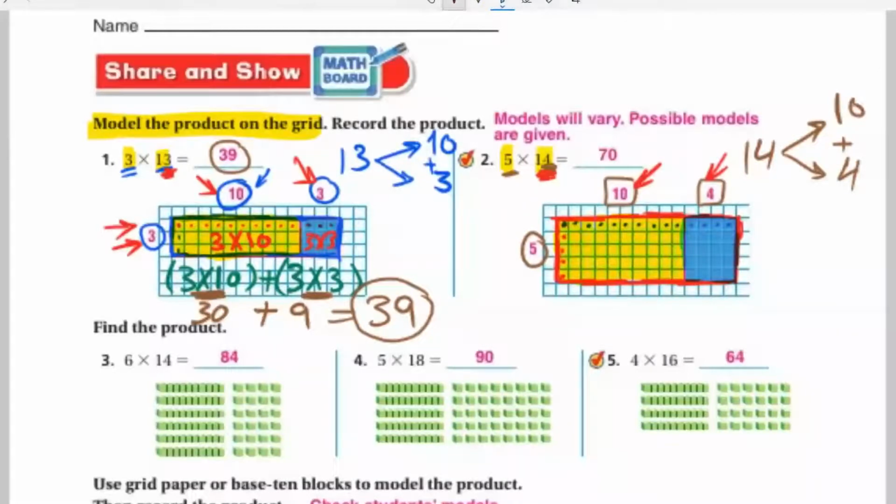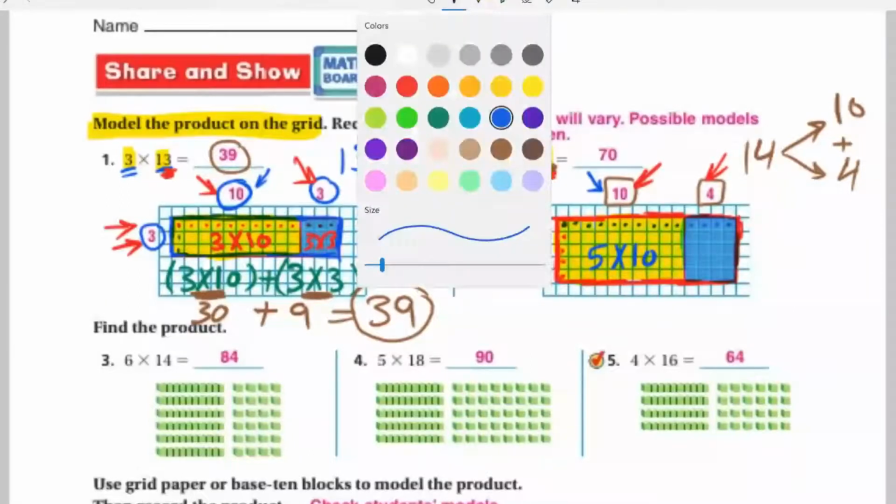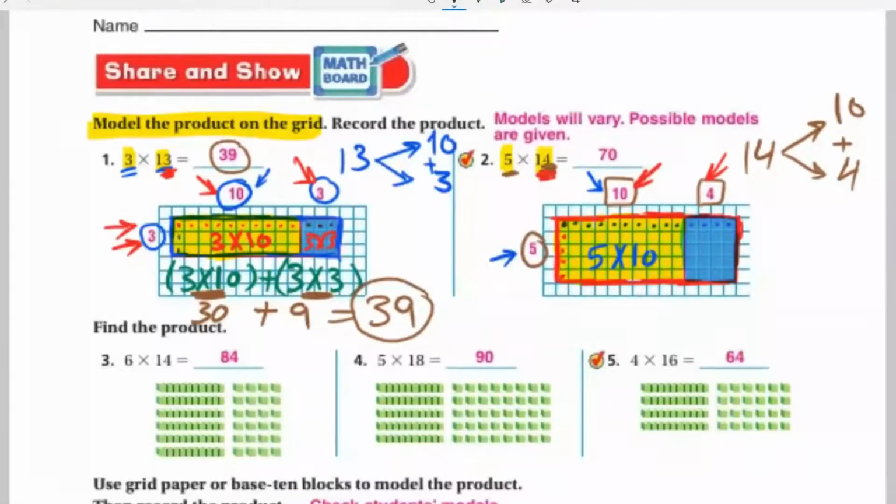Okay, let's write the value of each part. The first one here, we have 5 and 10. So it will be 5 by 10. And the other part will be 5 again by 4. Like that. And then let's rewrite it. 5 multiplied by 10 plus 5 multiplied by 4.